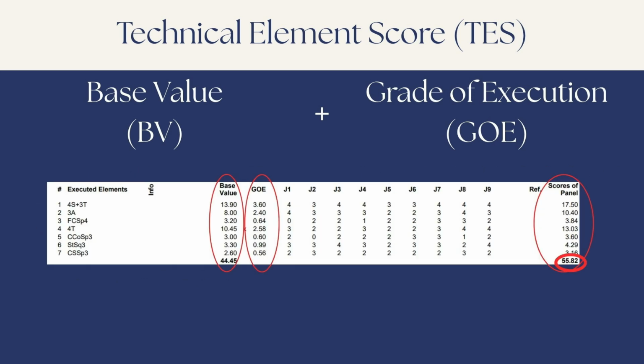Once the GOE is added to the base value for the entries, the scores make up the scores of panel. These scores of panel are then all added up and make the technical element score for this segment. While the elements and their base value differ in each discipline, the principle of scoring works the same.